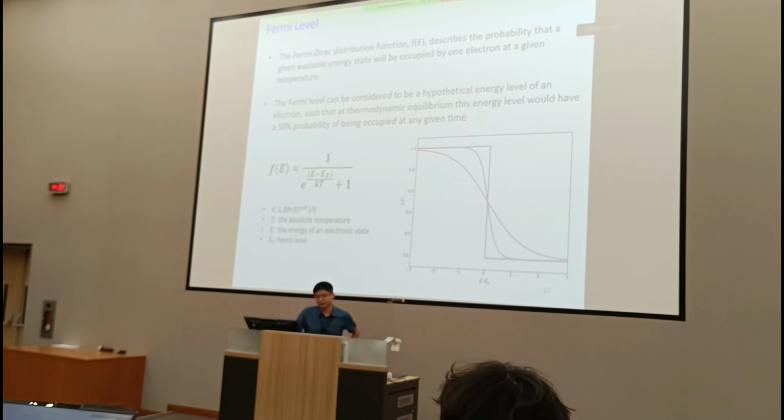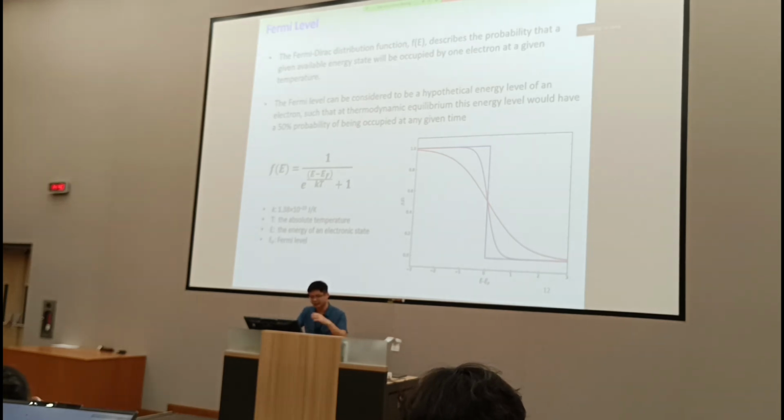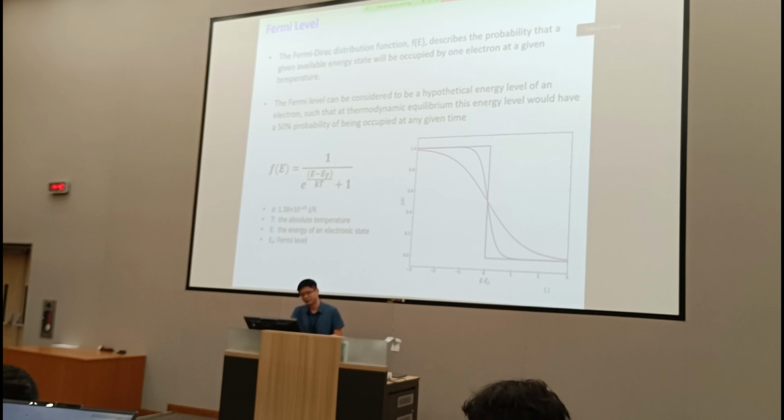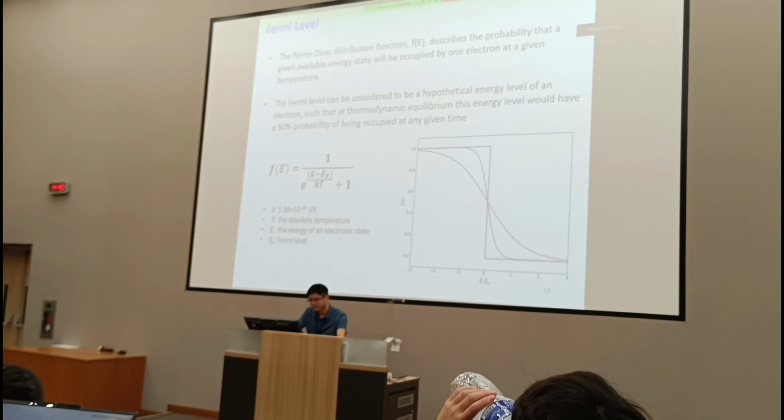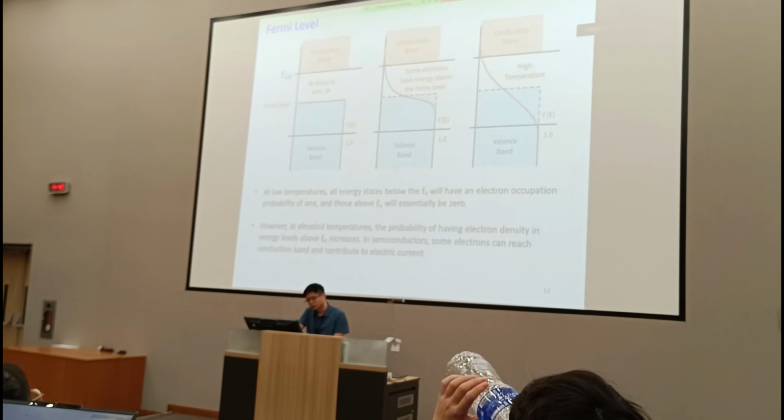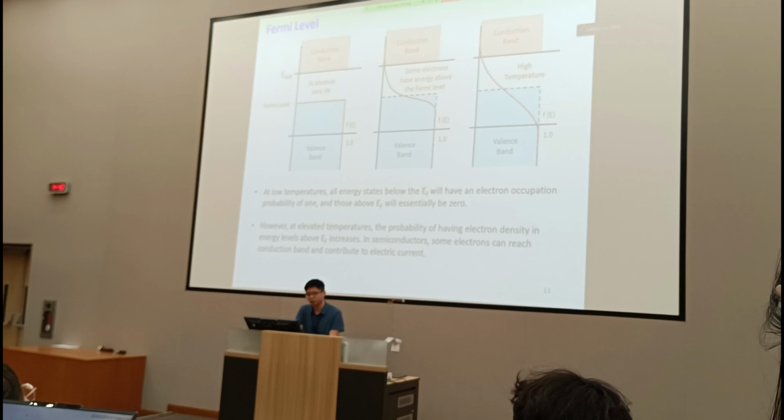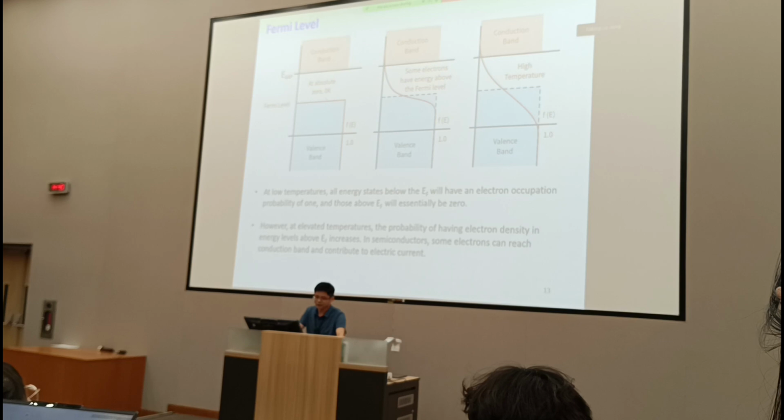You can tell this from the Fermi-Dirac equation, right? When the temperature is increased, the denominator becomes bigger, so this term is not so sensitive to the energy difference with respect to the Fermi level. So the change in the curve gets less dramatic. If you plot this Fermi-Dirac distribution with respect to the valence and conduction band, you see this.